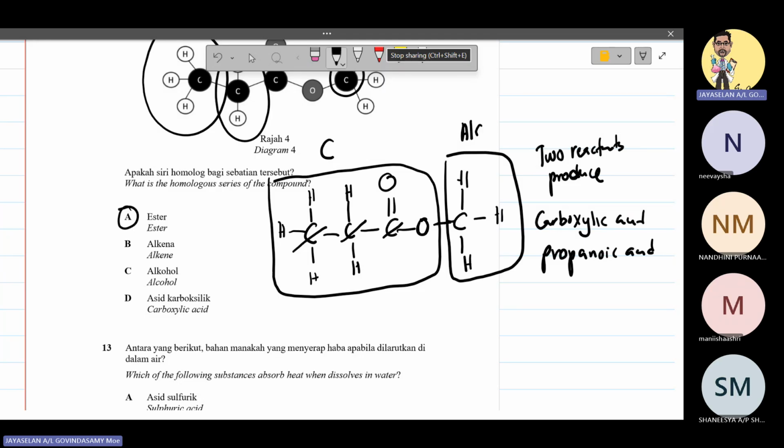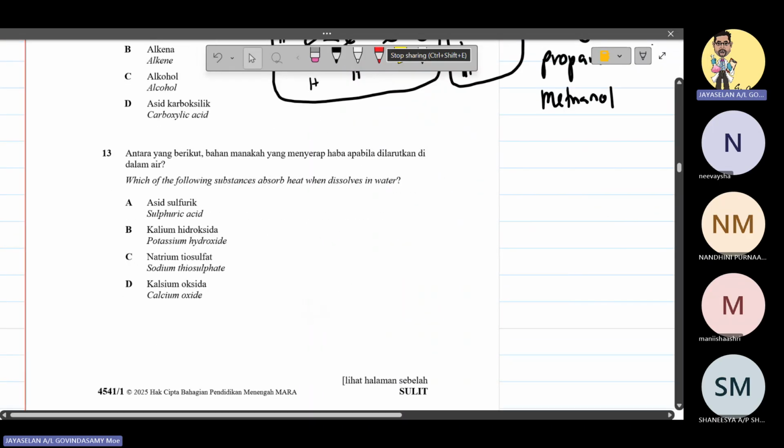This belongs to what homologous series? Alcohol. What alcohol with 1 carbon only? 1 carbon only. So the name of the alcohol is methanol. That's all. Any question? No question. Okay, we go for the next question.